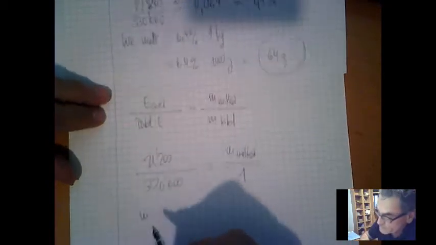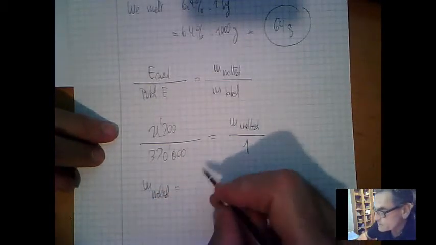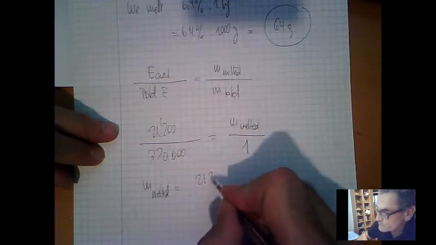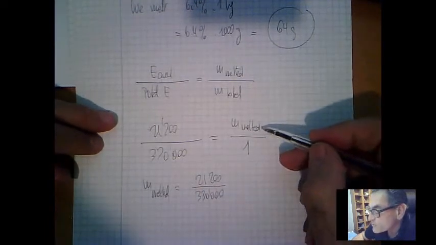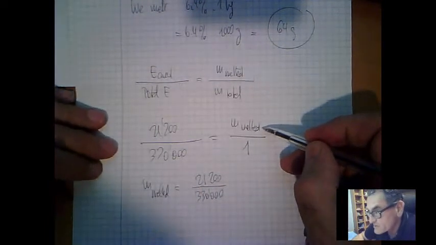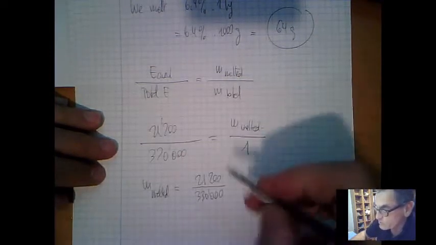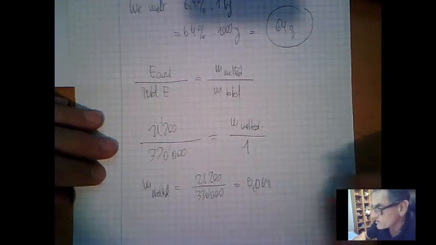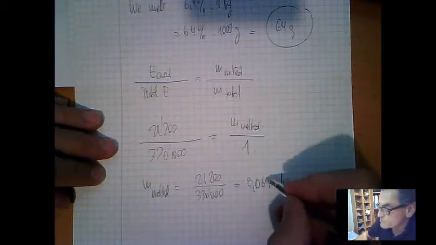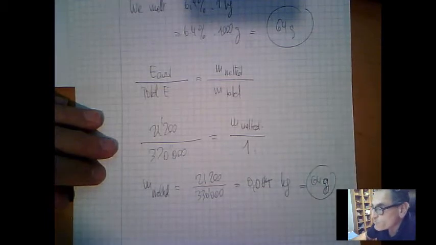Okay, and so the mass which is melted, you can compute it as 21,200 divided by 330,000, but now your mass is in kilograms, okay? Because this is in kilograms, so this has to be in kilograms. It's no longer a percentage. The computation is the same. It's 0.064, but now it's 0.064 kilograms, and so it's 64 grams. So do it the way you want. It's going to be the same, okay?